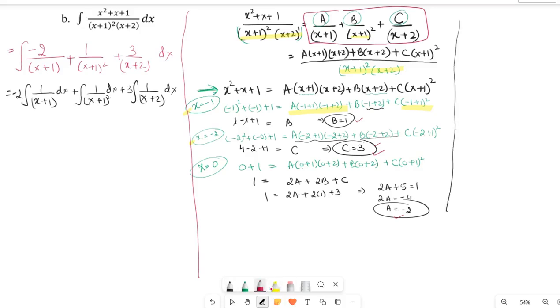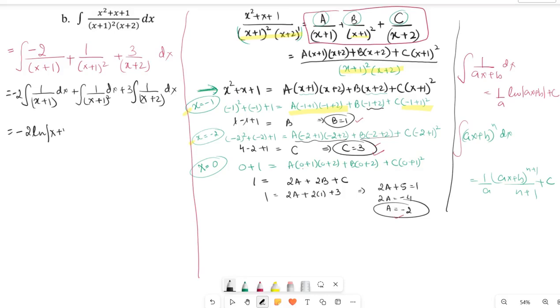Remember our formulas. Integral of 1 by a linear factor is 1 by a, natural log of ax plus b, plus c always. And if we have a linear factor, actually let's just write it like this, (ax plus b) to the power n, that would simply use the power rule with 1 by a in the denominator. So let's write this down. This first one is just 1 by x plus 1, so negative 2 natural log of x plus 1.